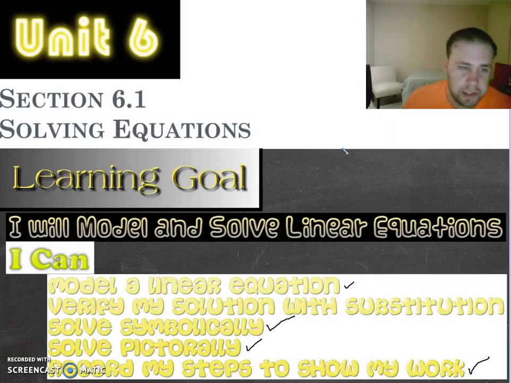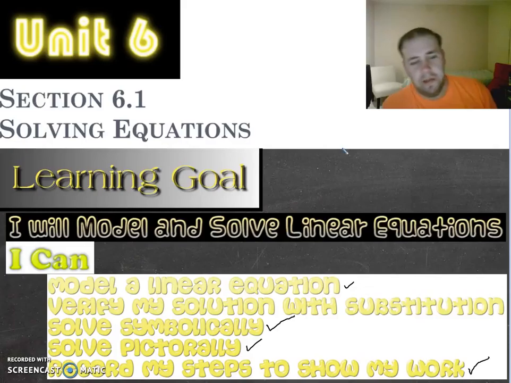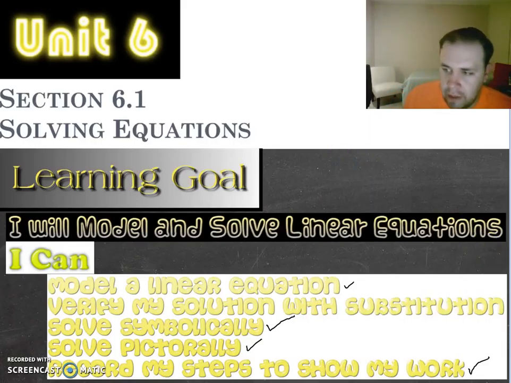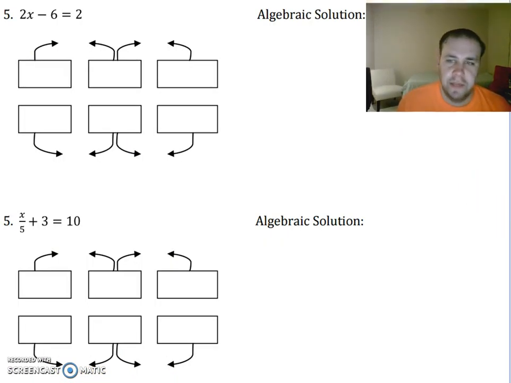So our learning goal is just to reiterate from part 1. I'm going to model and solve linear equations. That's the I will statement. I can model a linear equation. I can verify my solution by checking with substitution. I can solve symbolically for a problem. I can solve pictorially for a problem. And then I can record my steps to show my work. So we left off halfway through our sheet, so let's begin.